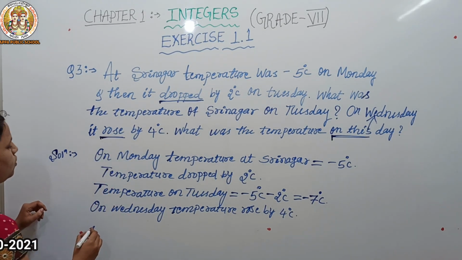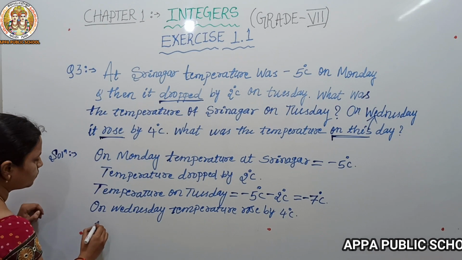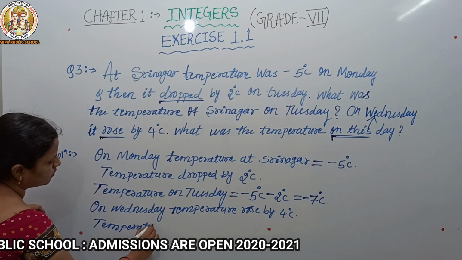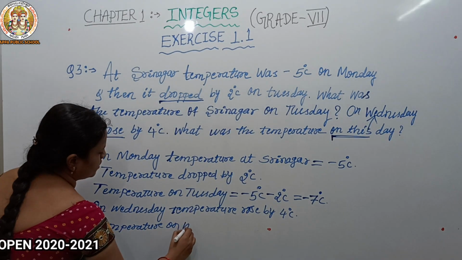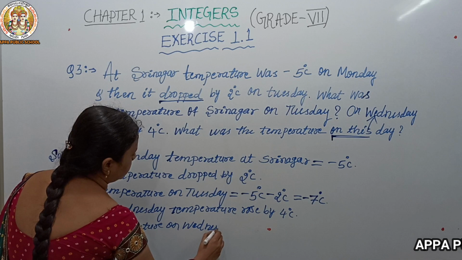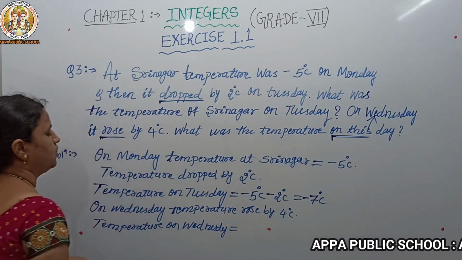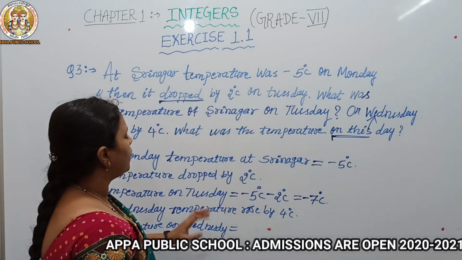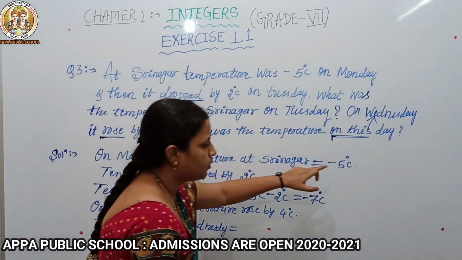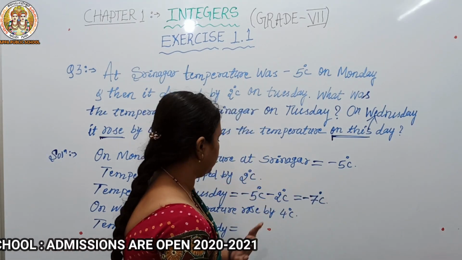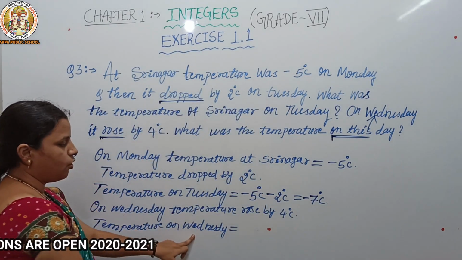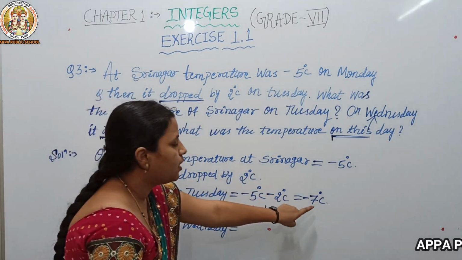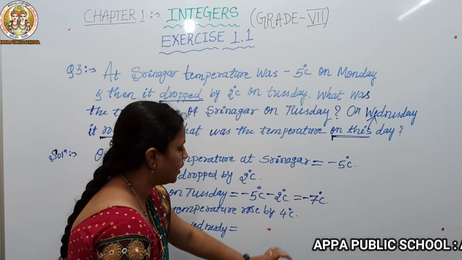Next, the temperature on Wednesday. This is the temperature of Wednesday. That is what you have to do. See here, while calculating Tuesday, we considered the temperature of Monday. Like that, while calculating the temperature on Wednesday, we should consider the previous day's temperature. The previous day's temperature was minus 7 degrees Celsius. Be careful while taking the temperature.